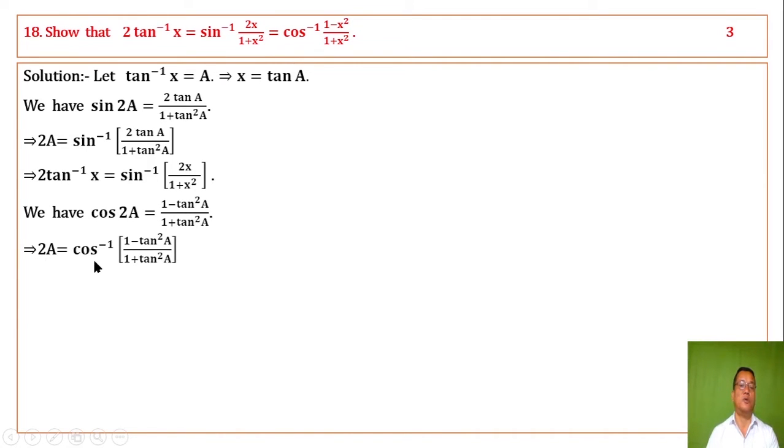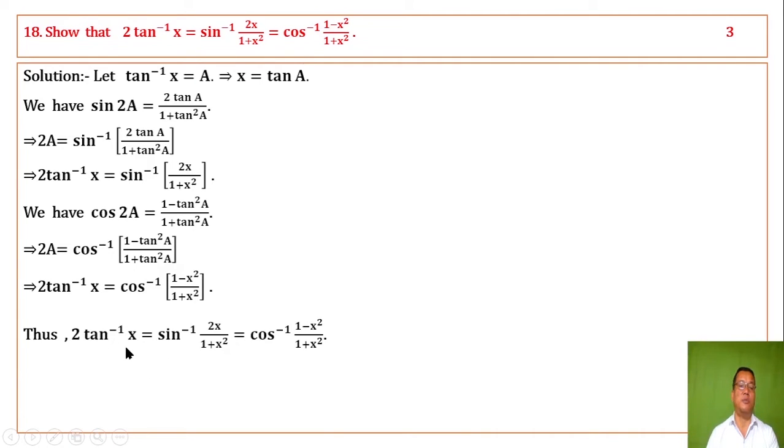This implies 2a equal to cos inverse of this expression, and again a is equal to tan inverse of x, tan a is also equal to x. Therefore, first and last part are equal. Thus, 2 tan inverse x equal to sine inverse of 2x by 1 plus x square equal to cos inverse of 1 minus x square by 1 plus x square.